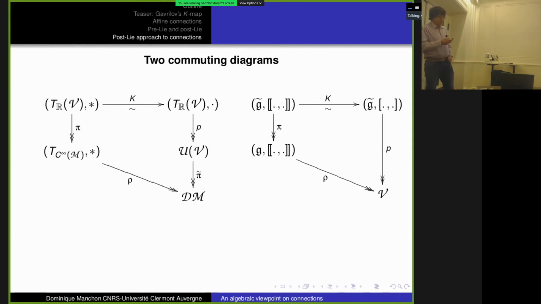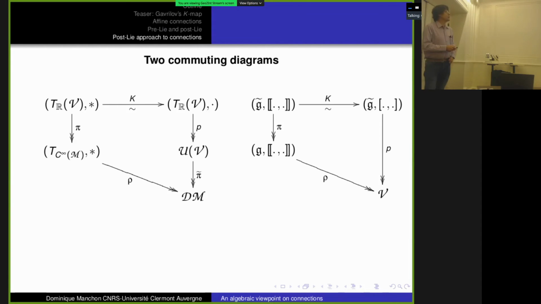Okay, so I must spend a little time on these two diagrams. These two diagrams are basically present already in Gavrilov's papers. So, let's start with the leftmost diagram. You have the tensor algebra on the vector fields, together with the Grossman-Larson product. Here you have the same, but with the dot product. I mean the tensor product of the tensor algebra.